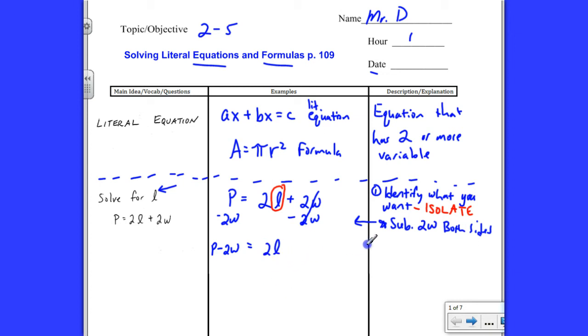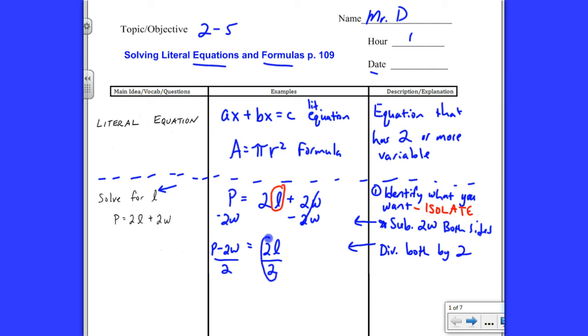Okay, now take a look at what we have here. Well, just imagine for a minute P minus 2W was some number. Again, I'll say 10. If you had 10 equals 2L, what would you do? You would divide this by 2 to isolate the L. So you have to divide both sides by 2. All right, so let's make a note: divide both sides by 2. And if I do that, there it is.